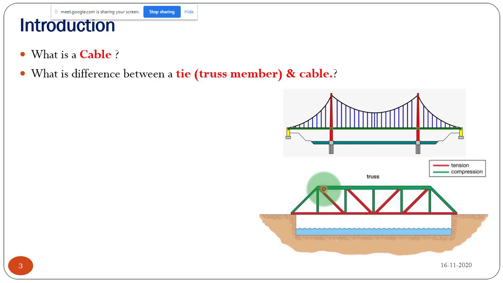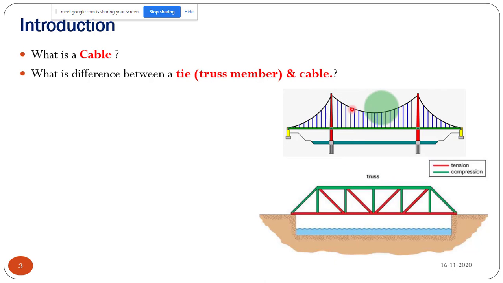That is also purely tension. So what will be the difference between a tie and a cable? Both are tension members. How will you differentiate between a tie member and a cable? You can tell whatever you are thinking. Whatever you say, it is correct. Don't worry. What is the difference between a tie and a cable?